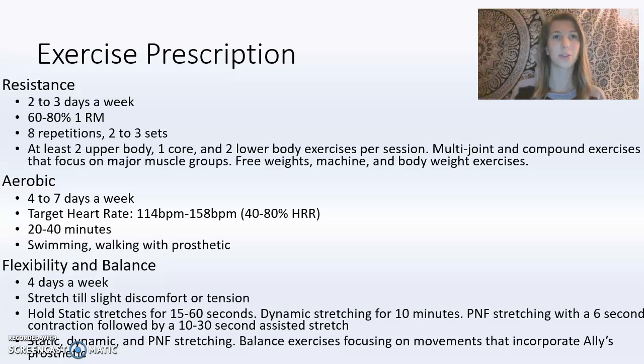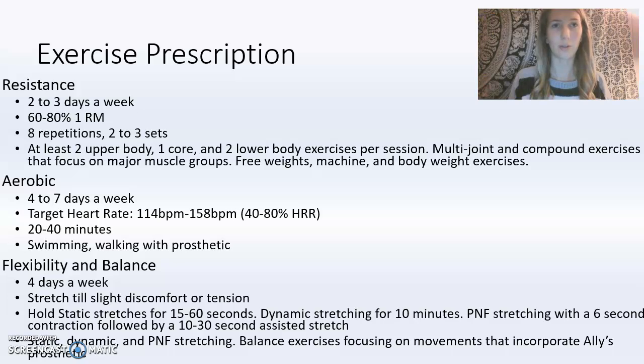My exercise prescription for Allie is to perform resistance training 2 to 3 days a week. This should be performed at her 60 to 80% 1 RM max. She should do 8 repetitions and 2 to 3 sets of each exercise. She should perform at least 2 upper body exercises, 1 core exercise, and 2 lower body exercises per session. These should include multi-joint and compound exercises that focus on her major muscle groups. She should do free weights, machine, and body weight exercises.